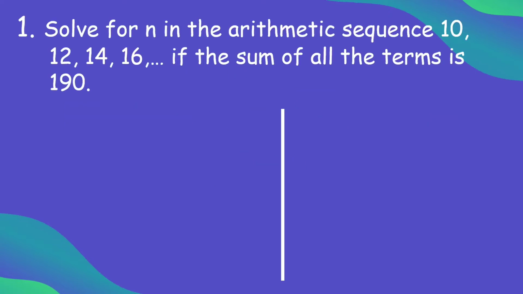Number 1. Solve for n in the arithmetic sequence 10, 12, 14, 16, and so on if the sum of all the terms is 190. Here, your a sub 1 is 10, your d is 2 since we are adding 2 from one term to another, and your sum is 190.